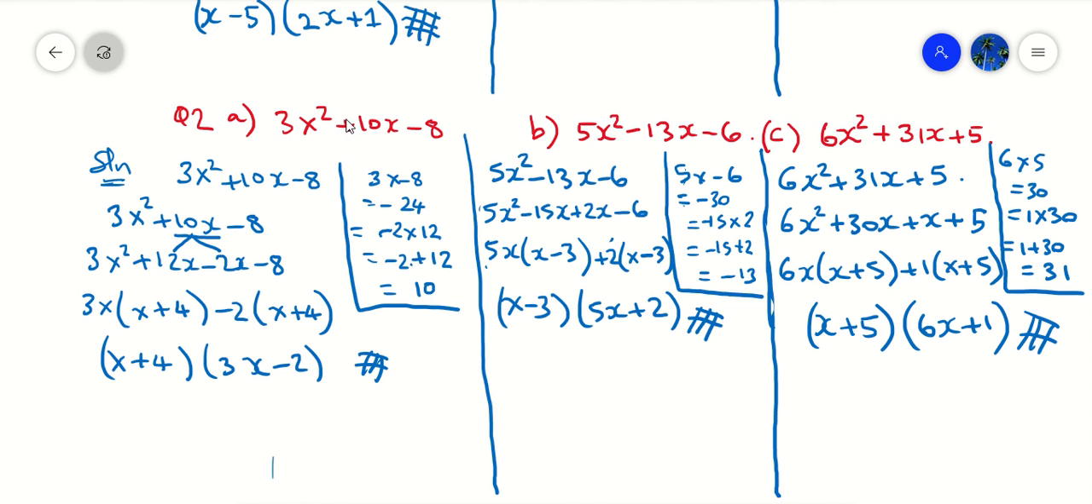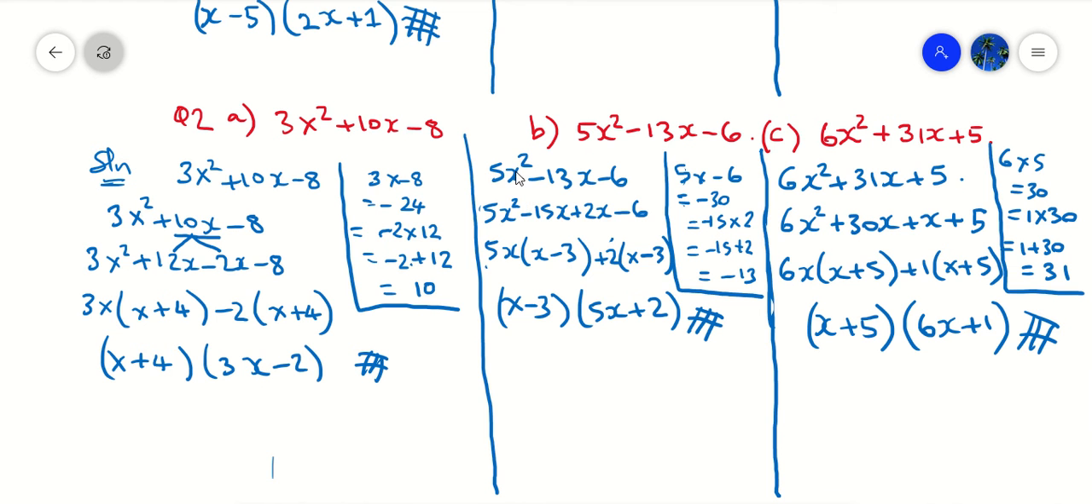Okay, this is the solution of question 2, part A, part B, part C. Again, all I have done is just multiply A times C, which is 3 times minus 8. It gives me minus 24, and then I find the factors of minus 24 which will give me the middle term, which is positive 10, and I find minus 2 times 12. It gives me minus 24, but at the same time, if I add these two numbers, they will give me 10, and then after I get those factors, I just split the middle term and carry on.